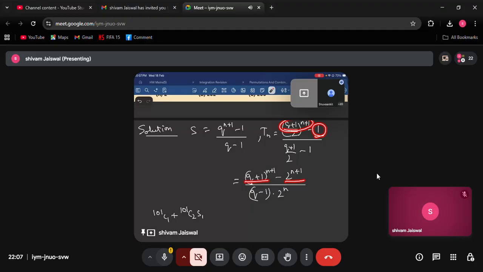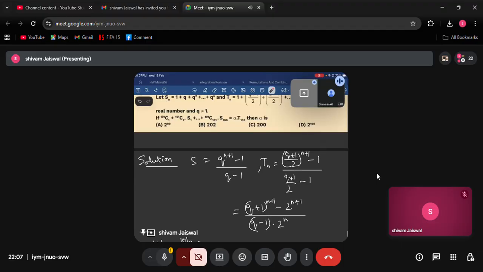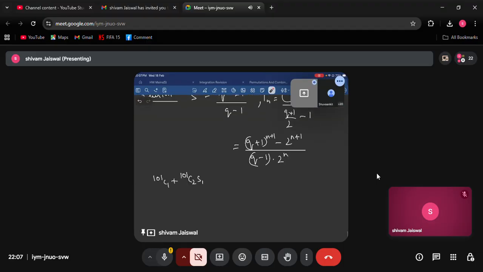Yes, sir. In the denominator, we have got (q minus 1) by 2. When you multiply by 2 to the power n plus 1, you are going to get (q minus 1) into 2 to the power n. You have solved it and then multiplied. Yes, sir. Got it. After simplification, I have multiplied. Tell me, is it clear? Yes, sir. Next, I'm going to look at the series now.